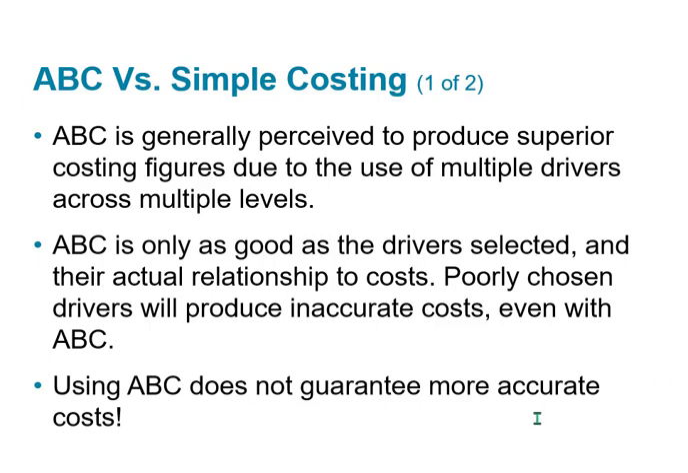And as we've seen, implementing a refined cost system is not an easy task, and it requires considerable resources of the company. If it's badly done, it's possible to have exhausted these resources without an improvement in the company's costing. ABC is generally perceived to produce superior costing figures due to the use of multiple drivers across multiple levels, but it's only as good as the drivers selected and their actual relationship to the costs. Obviously, poorly chosen drivers will produce inaccurate costs, even with ABC. So it doesn't guarantee more accurate costs. It really depends on the quality of the input.